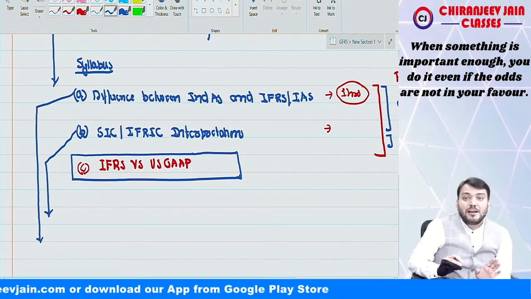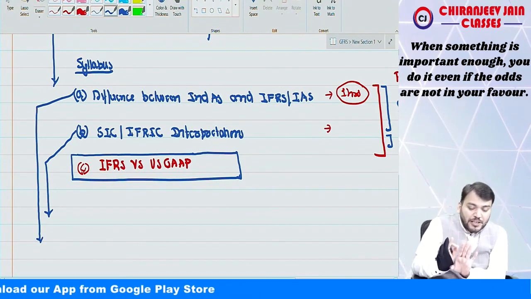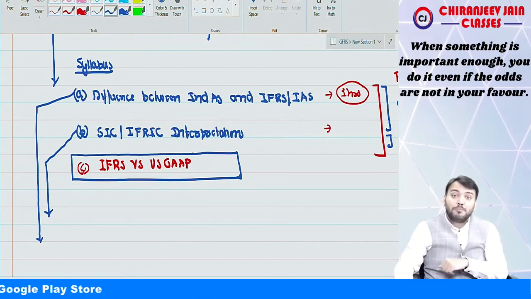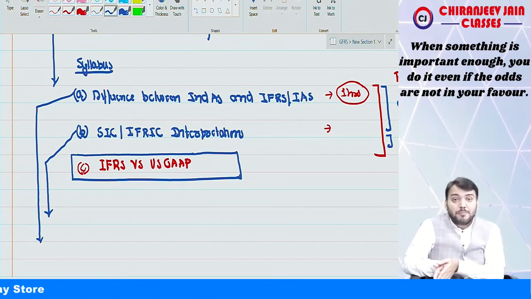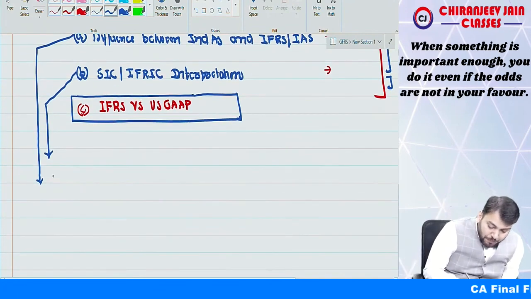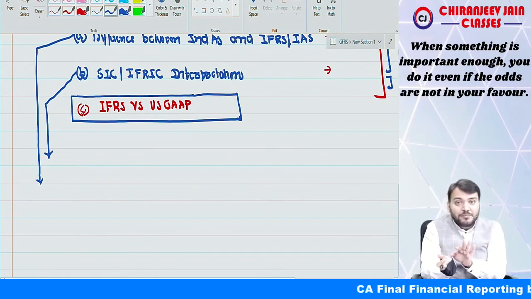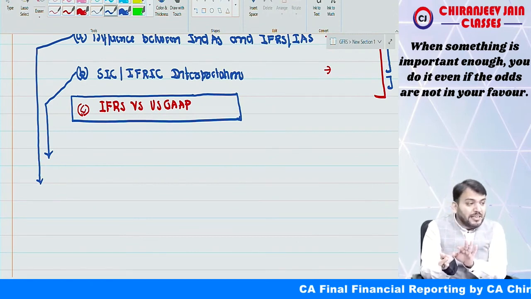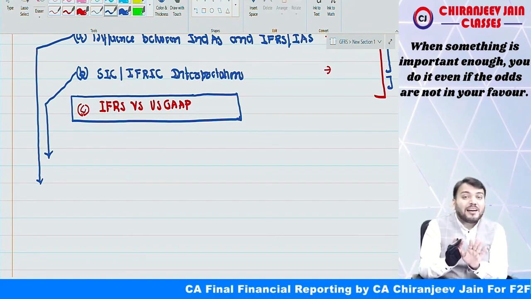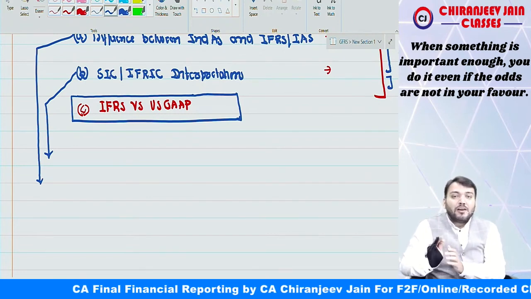Now, about the difference: today itself I will start with the difference between Ind AS and IFRS. But one doubt is coming, sir. What about paper 1 financial reporting? It might happen you have forgotten. So for the part which is common between Ind AS and IFRS, we will do a revision of that, but we will not take that revision in our class.